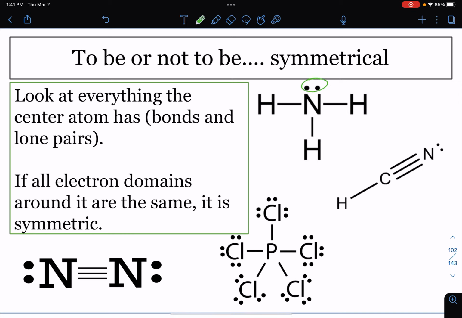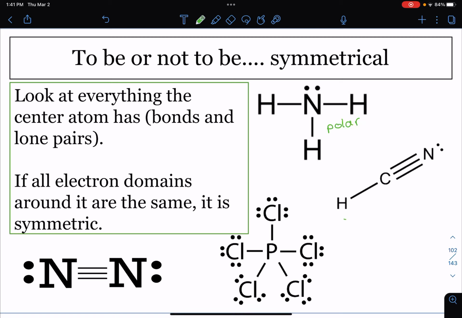So we have 1, 2, 3, 4 electron domains around nitrogen. All 4 of these things are not identical. We have 3 single bonded hydrogens and 1 lone pair. Therefore, NH3 is not symmetrical, and it is a polar molecule.